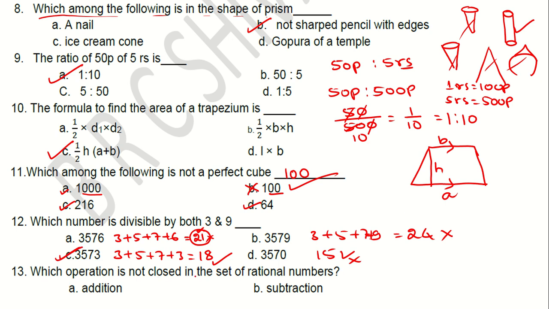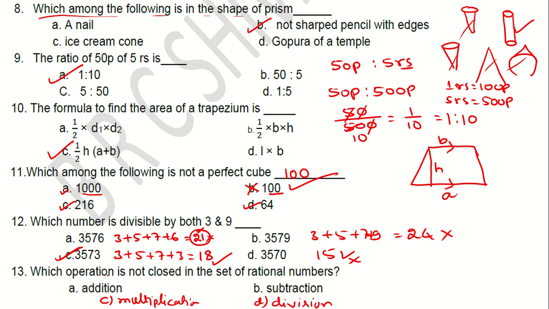Which operation is not closed in the set of rational numbers? So here only two options are given. Students, the other two options are not shown here. That means option C is multiplication and option D is division.